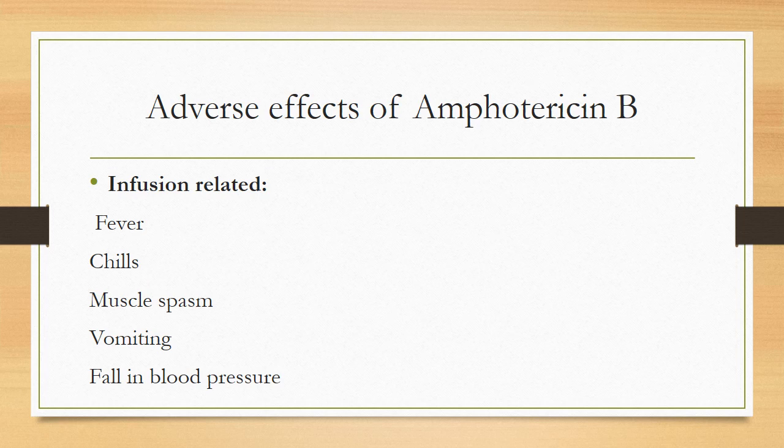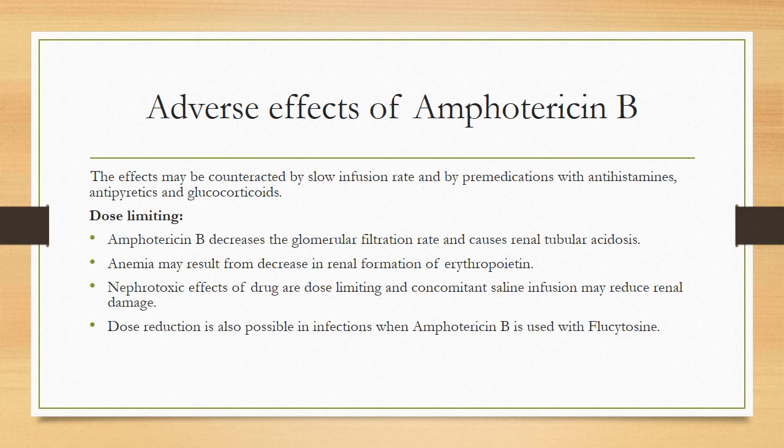Adverse effects of amphotericin B. Adverse effects of amphotericin B are divided into two categories: one is infusion related and one is dose related. In infusion related adverse effects we can see fever, chills, muscle spasm, vomiting, and fall in blood pressure. The effects may be counteracted by a slow infusion rate and by premedication with antihistamines, antipyretics, and glucocorticoids.